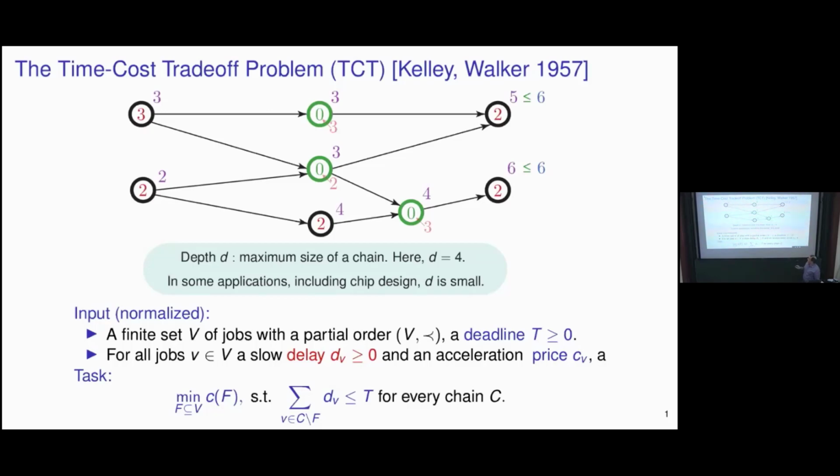In chip design, these paths are typically not getting too long, because we have some cycle time, and within one computation cycle you can only execute a small number of jobs. This depth is typically something between 20, maybe 30, not more, while the number of elements can be in the millions.